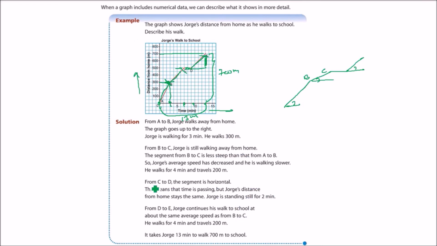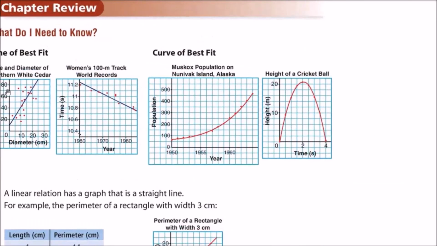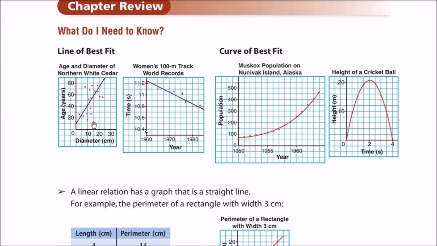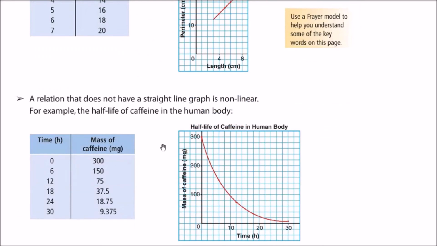So what did we learn here? There is a line of best fit, and this is the curve of best fit, this is the linear best fit, and then we have a linear relation. This is a graph which has a straight line, for example the perimeter of a rectangle. And then we have a relation that does not have a straight line. This is a non-linear relationship, for example the half-life of caffeine in the body that we saw in the previous discussion.